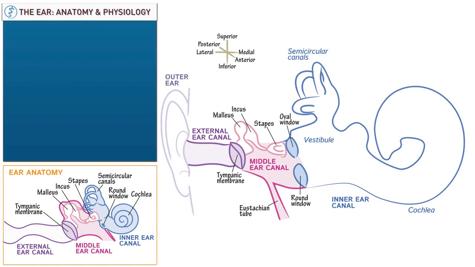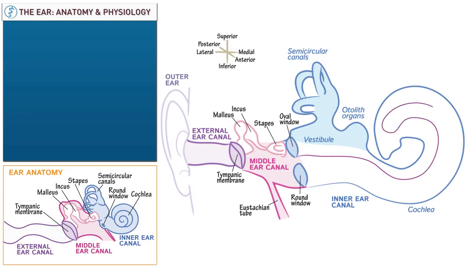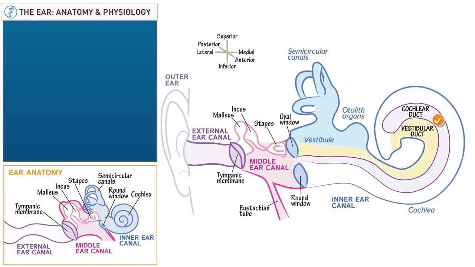It transmits sound waves from the oval window to the cochlea and contains the otolith organs which provide vestibular cues. Draw the cochlear duct, then label the vestibular duct, which is continuous with the vestibule, and next label the tympanic duct, which ends in the round window. Hence, the round window is also called the secondary tympanic membrane.